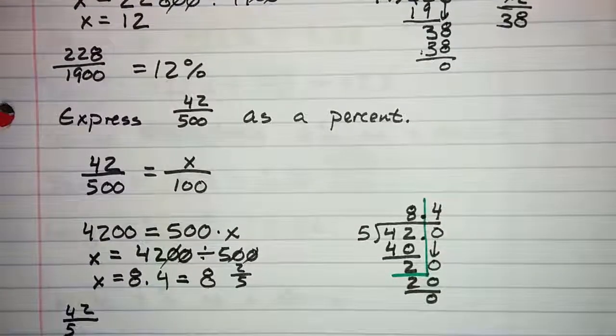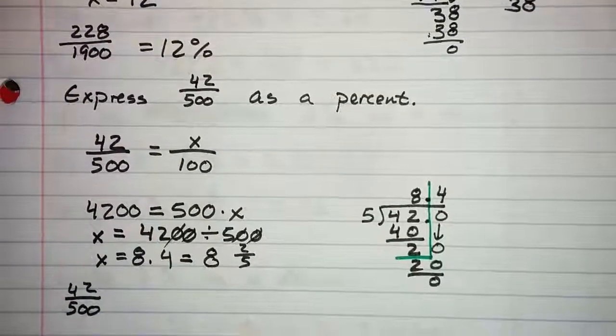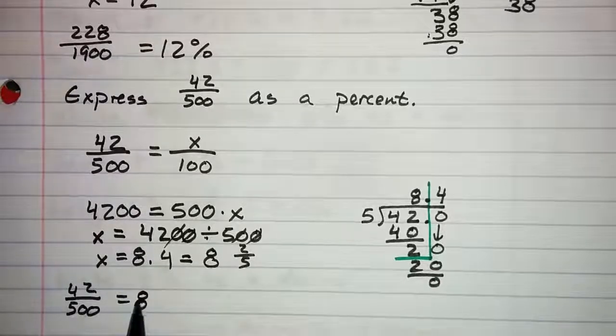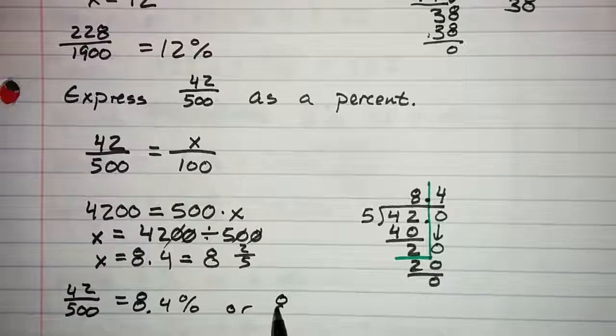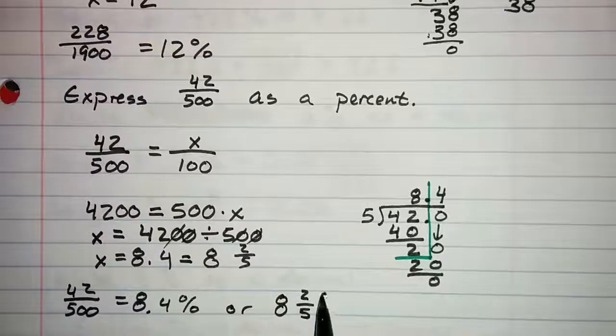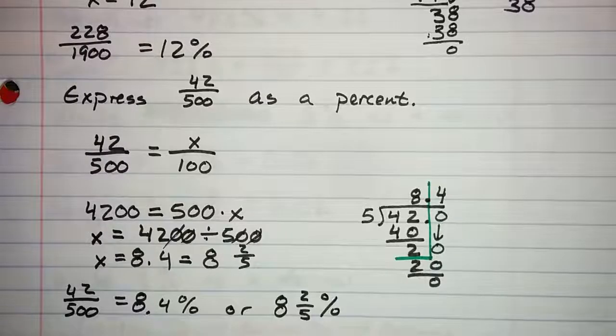42 out of 500 we could express as 8.4% or 8 2/5%. We could give whichever answer made us happier, unless the instructions told us which one we want, or something about the situation told us which one we want. Okay, what if we're in a less nice situation? What if we have, say, a mixed number, or a whole number, or a decimal?